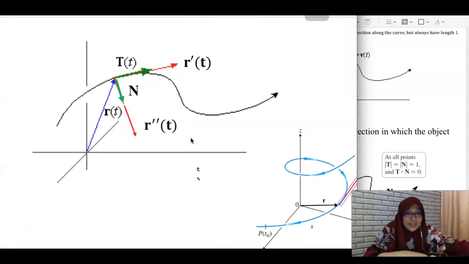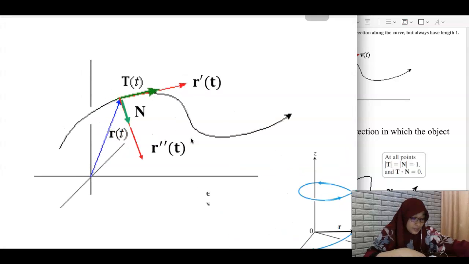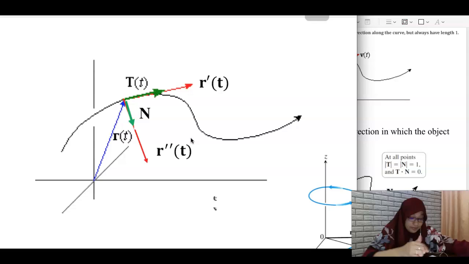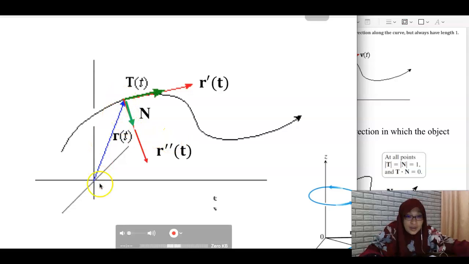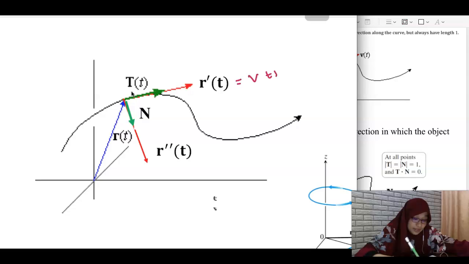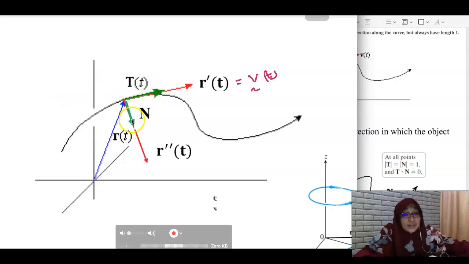Okay, so by combining all the information that we have, we use the same diagram as from just now. You can see that we have r, which I already explained, and we have T, and now you have r prime, which is v, the velocity vector. Now we put in extra information, since we already talked about the unit normal. Again, T always points in the direction the particle is moving, and N always points inside to the turning area.